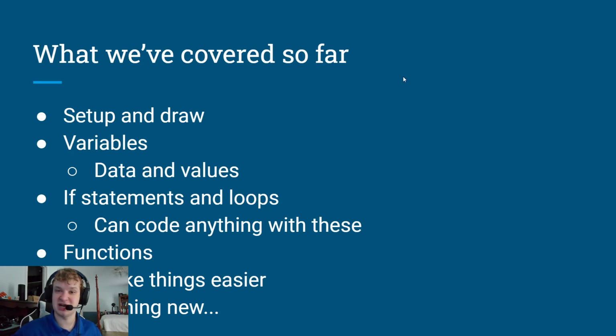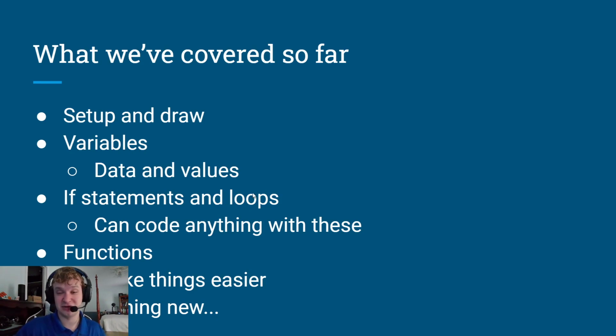We've talked about the setup and draw functions in Processing. We talked about variables. The thing about variables is we can also think about them as just storing data, right? So variables are just data. They're data that store different values. We have if statements and loops. It turns out that theoretically you can code about anything you want with just if statements and loops. You don't need any other tools besides that. The world's your oyster once you have those.